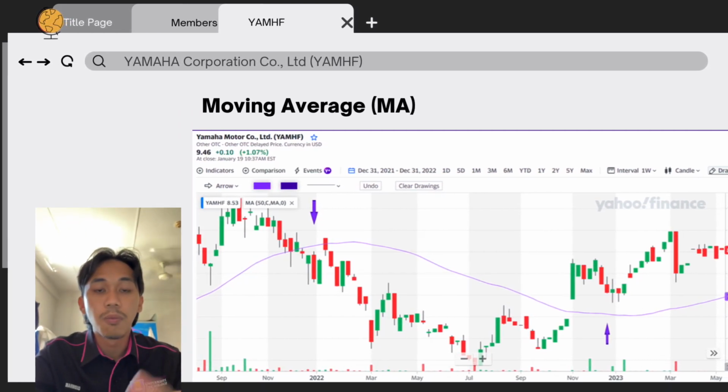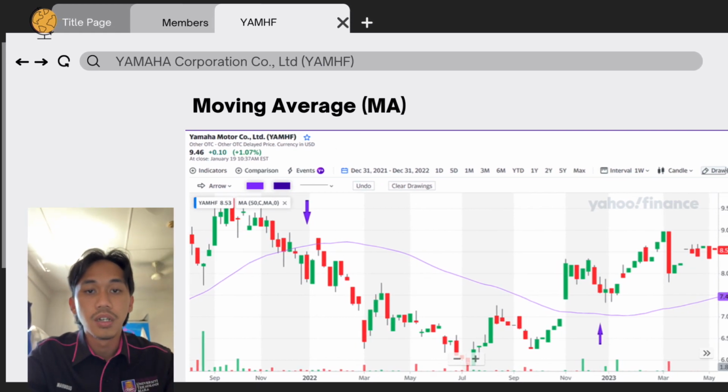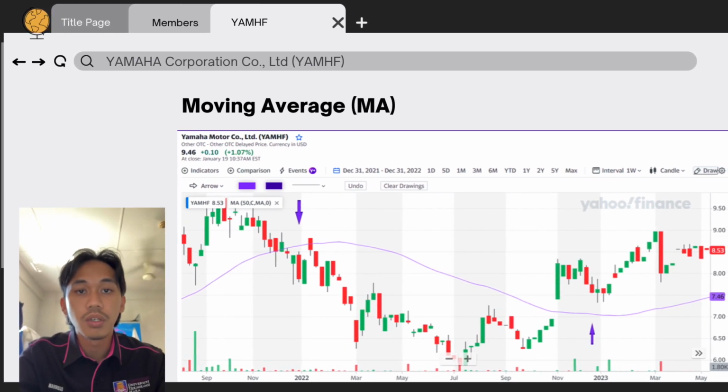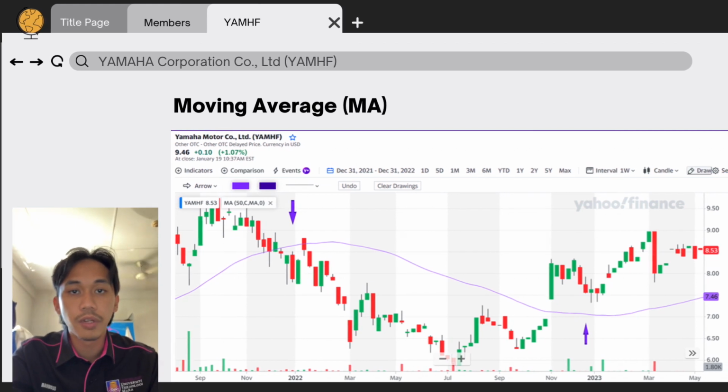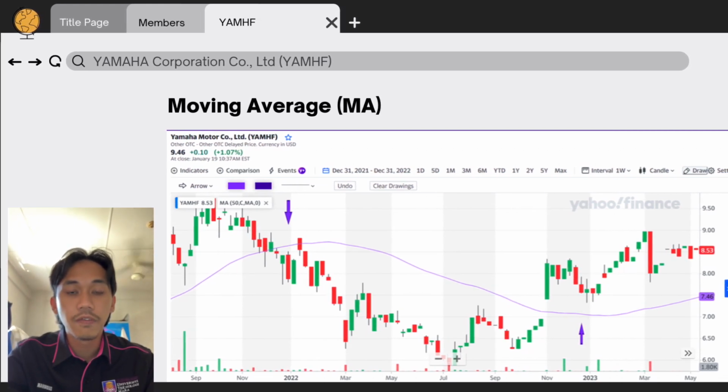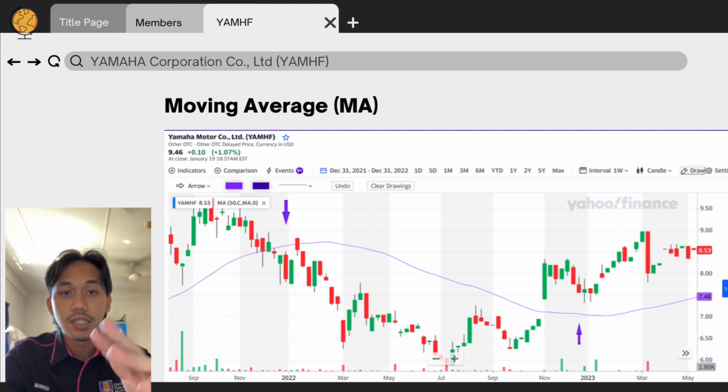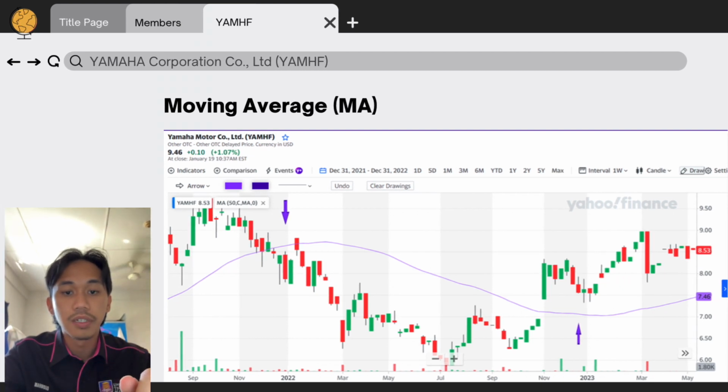The next one, the upward pointing arrow around October 2022, indicates a bullish signal where the price crossed above the 50-day moving average, suggesting a potential uptrend.